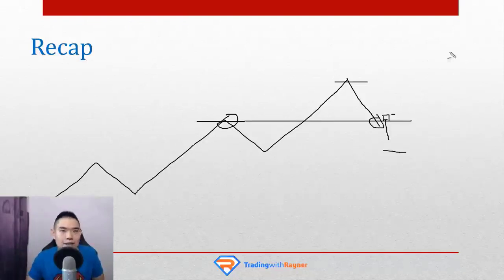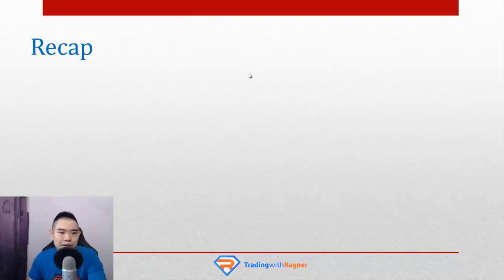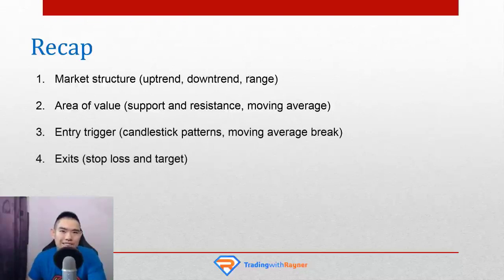So if you think about this entire training on technical analysis, it is sharing with you this trading strategy, like a formula. I call it the MAEE, the May formula. And this trading strategy is not cast in stone. It is robust because you don't have to just trade uptrend, you can trade downtrend. You don't just have to use support resistance as your area of value. You can use things like moving average.